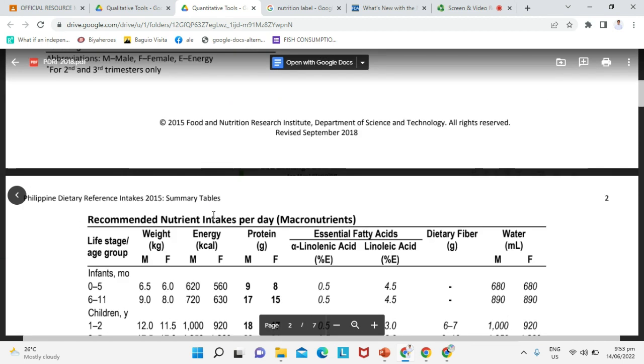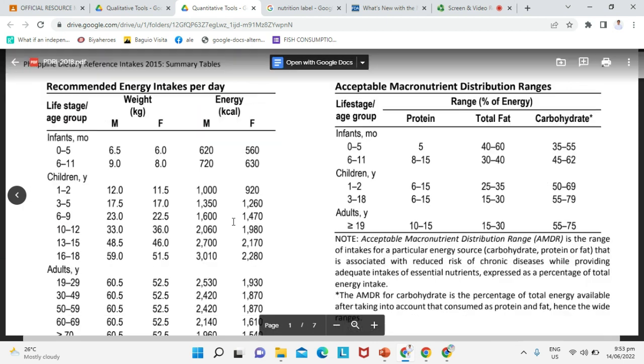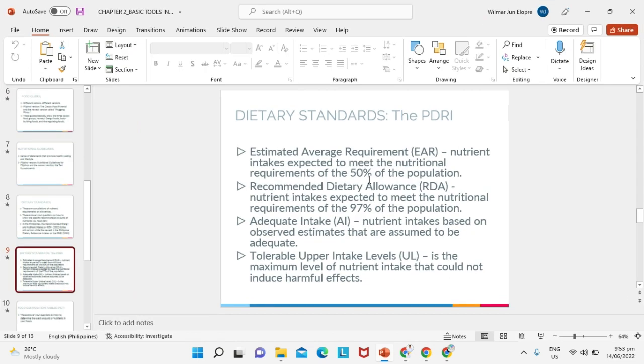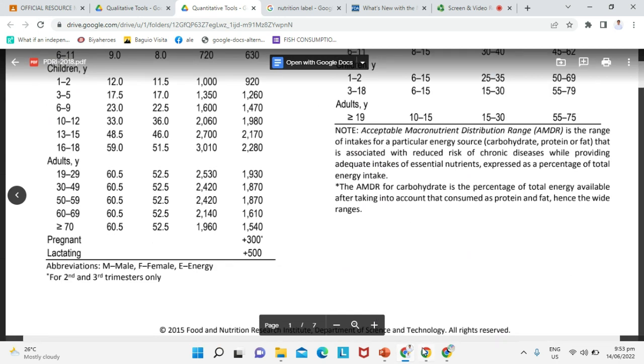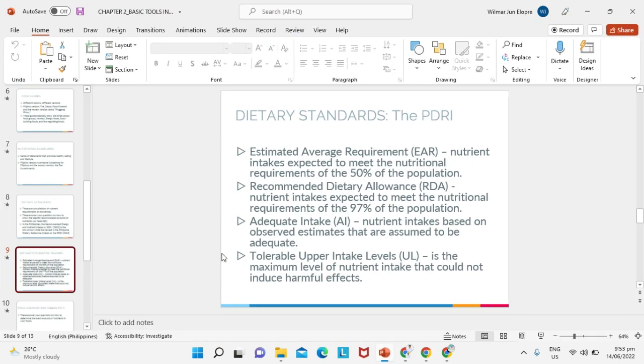So the RNI, okay? The RDA and the RNI are the same. So these nutrient intakes are expected to meet the nutritional requirements of 97% of the population. Okay? Adequate intake, wala na butang diri. Okay? But naay adequate intake ang PDRI.